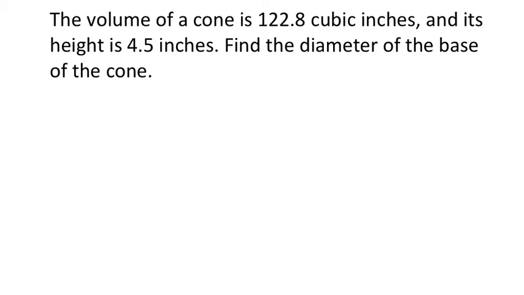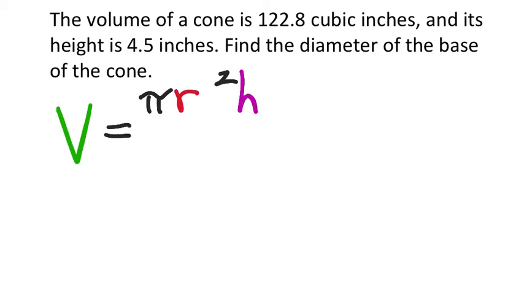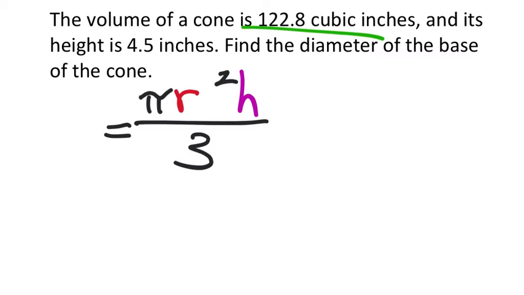So here they give us the volume of a cone and its height. We need to find the diameter of the base. Well, let's look at the formula with volume of a cone. Volume of a cone is pi times the radius to the power of 2 times the height. And that's the cylinder formula for volume, but we're dividing it by 3 because the volume of a cone is a third of the volume of a cylinder. Well, here's the volume, 122.8. So I'm going to replace my volume with 122.8.